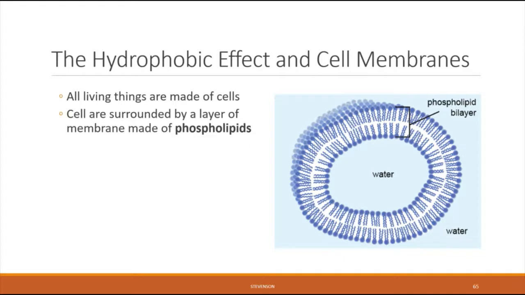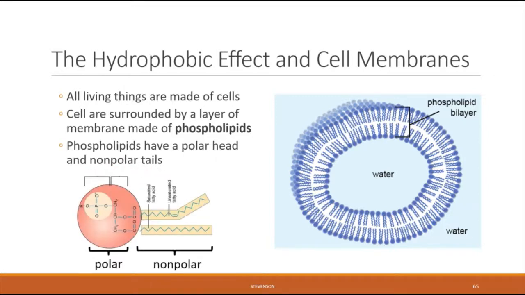Phospholipids are a very interesting type of molecule because they have this duality about them, where one part of the molecule is polar and the other part of the molecule is nonpolar. In other words, in one part of this molecule, electrons are shared unequally. In the other part, they are shared equally.